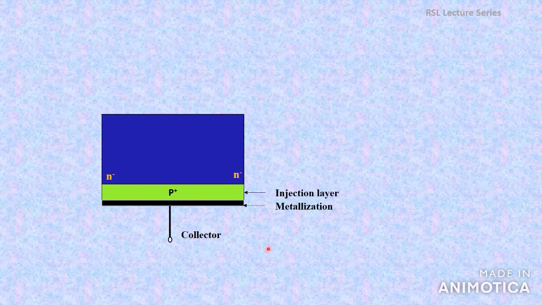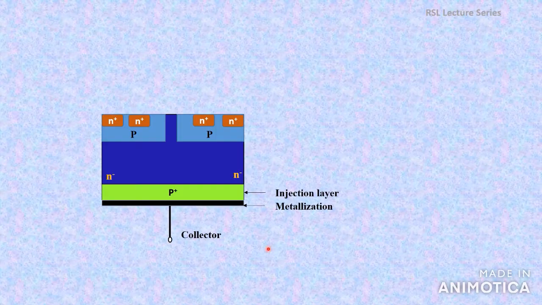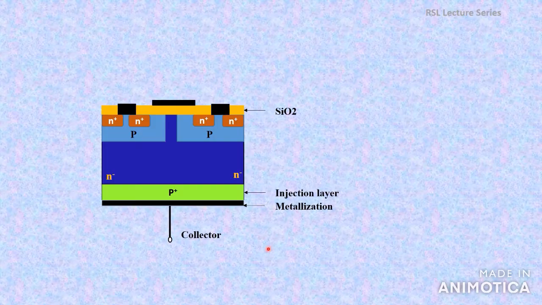Now after this, two P regions are diffused inside this N minus region. Afterwards, two heavily doped N plus regions are diffused. Now a silicon dioxide layer is formed as in the case of a MOSFET. And metal plates are brought out from the silicon dioxide layer in order to bring out the other two terminals of the MOSFET. One is an emitter terminal, another one is a gate terminal.